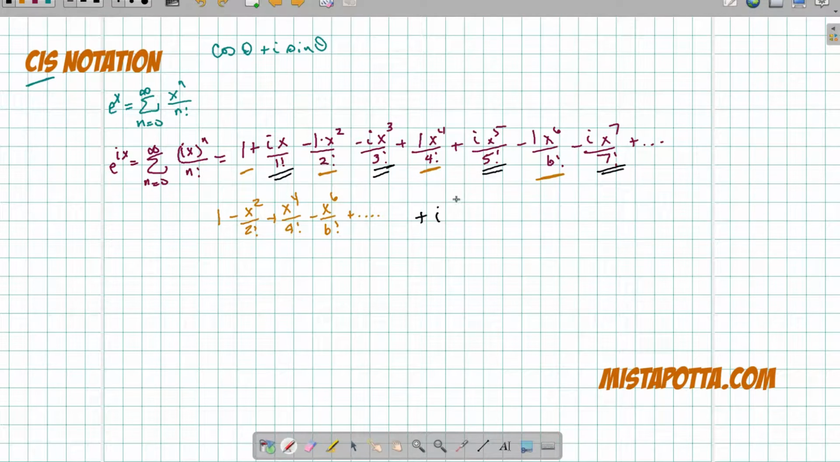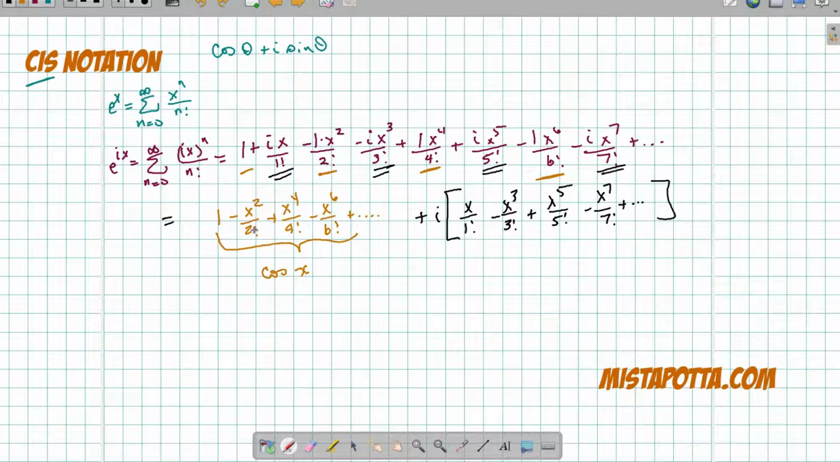So I've got i times this, really x over 1 factorial minus x cubed over 3 factorial plus x to the 5th over 5 factorial minus x to the 7th over 7 factorial plus, and so on. This is going to continue. So what I've got here is two different terms. One term is my even powers, and these even powers really are the formula for cosine of x. This is the power series expansion for cosine of x, and we learned this in our calculus class.